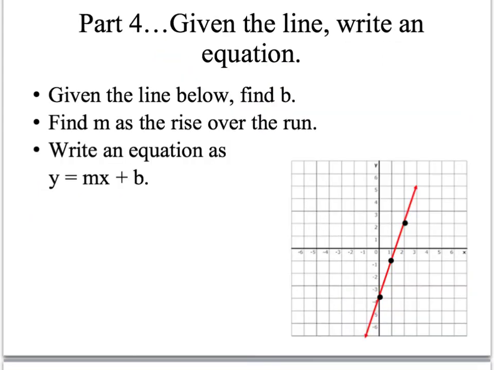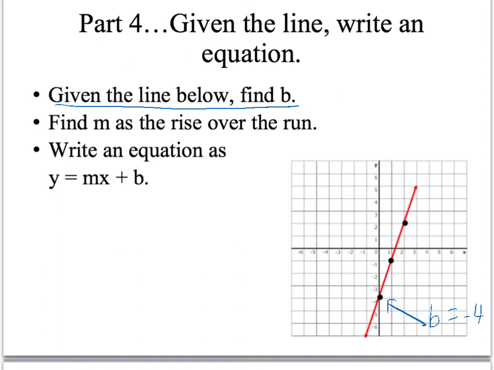So part 4, which is a little bit of newer information: given the line, write an equation. So here we have a graph, and we have a red line plotted on it, and it gave us the 3 points. And if the 3 points weren't there, we could just mark those 3 points with coordinates or ordered pairs that we see. And so step 1 says, given the line below, find B. Well, I can see that B is right there, and the value there is B equals -4.